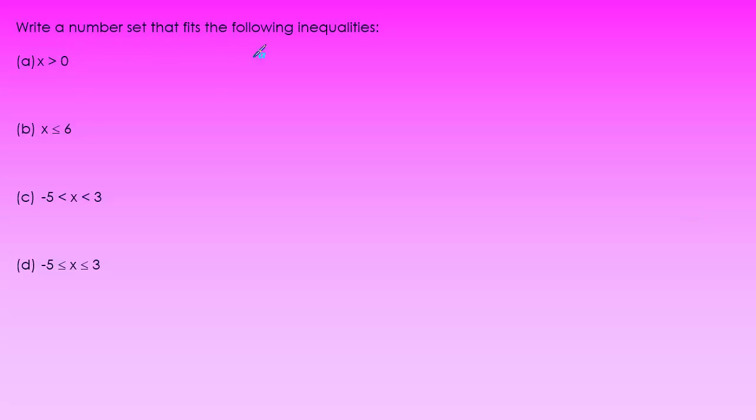Write a number set that fits the following inequalities. So x is greater than 0. So I could write something like 10, 20, 30. But normally when you're being asked to do this, you should fit the inequality closely to the first number. So the first whole number which is greater than 0 is 1. So let's put down something like 1, 3, 5, 7. That would definitely fit with this, and we've fitted it close up to the inequality itself.